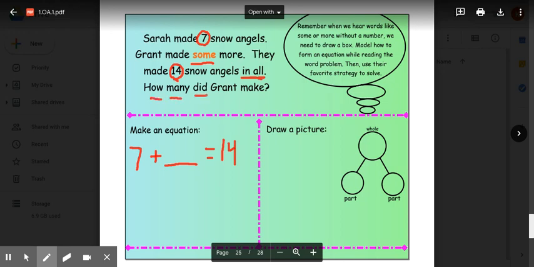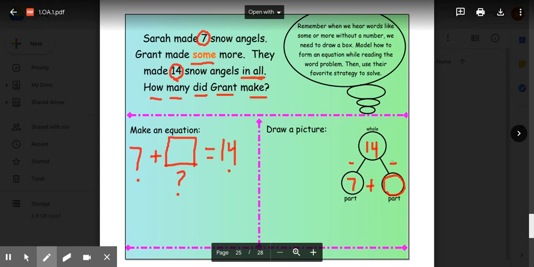How many did Grant make? So that is what I am trying to find out. Sarah made 7, Grant made some, together they made 14. How many did Grant make? Now that I have my equation, I can fill in my number bond. One of my parts is 7, my other part is unknown, and my whole number is 14. So to find my missing part, I can subtract 7 from 14.